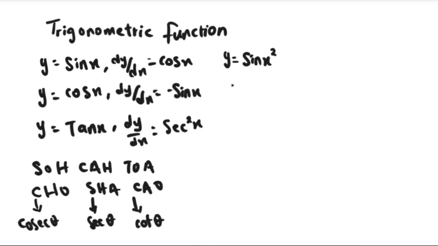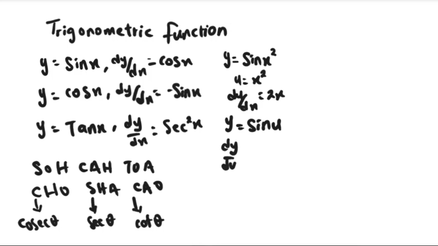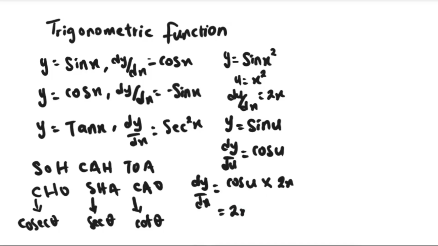So what we can do here is that if you let u be equal to x squared, it means our du dx will give us 2x. So if I use u for x squared, our y will be equivalent to sine u, which means dy du will give us cos u. Therefore, dy dx will give us dy du, which is cos u, times du dx, which is 2x. So everything here will give us 2x cos u, and our u is what? x squared. So it means if you differentiate sine x squared, you're going to get 2x cos x squared.